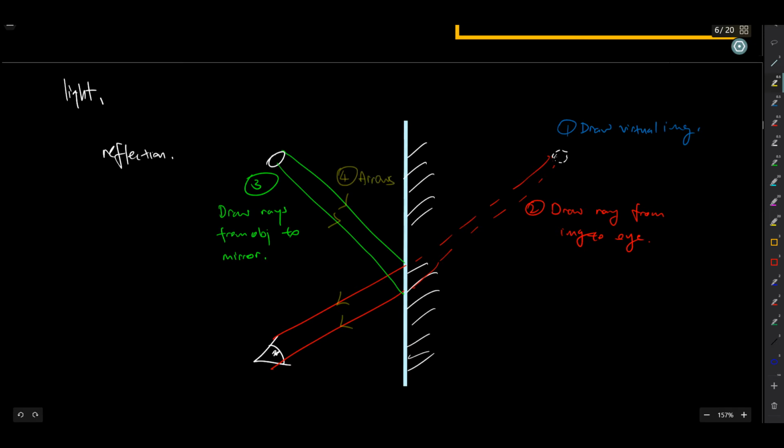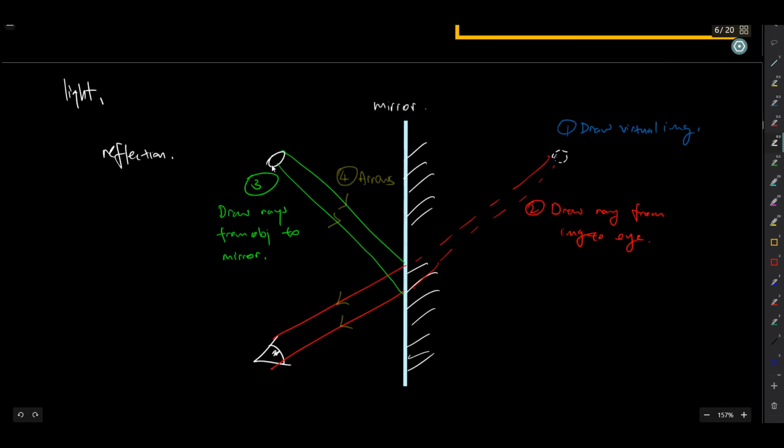Now, if they change the orientation of the mirror and you don't know how to do it, just tilt the paper. Tilt the paper until the mirror looks like that, then I think you should be able to draw again. So that's it for reflection.